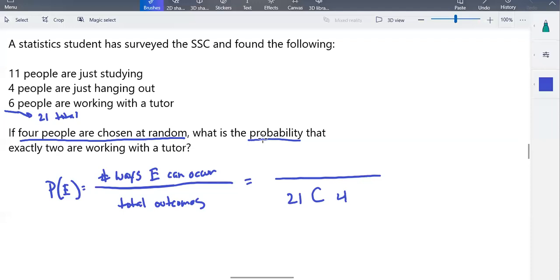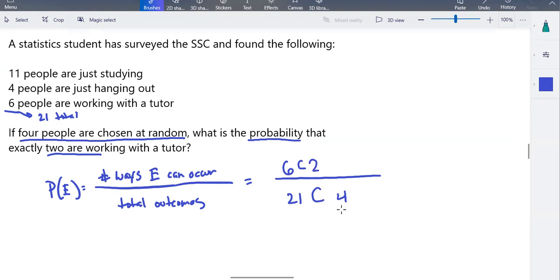We want the probability that exactly 2 are working with a tutor. Okay, well, how many people total were working with a tutor? 6. Okay, and we already know this is combinations. You're never going to have a problem that mixes combinations and permutations in a probability question. It's going to be one or the other. So we already determined this was combinations. 6 people are working with a tutor. We want exactly 2 of those people from our sample of 4.